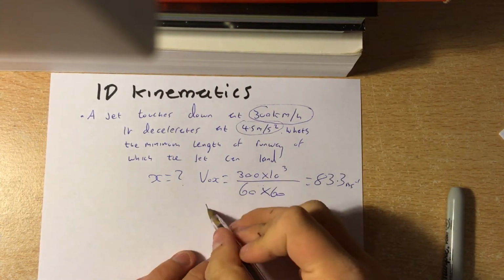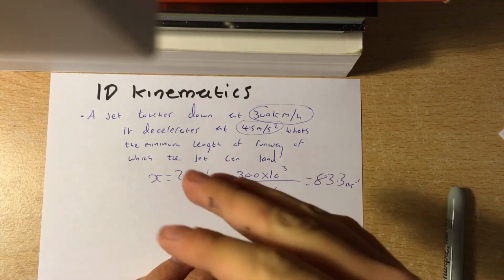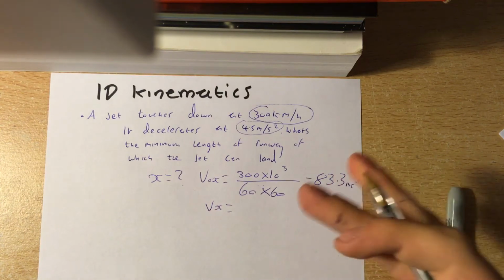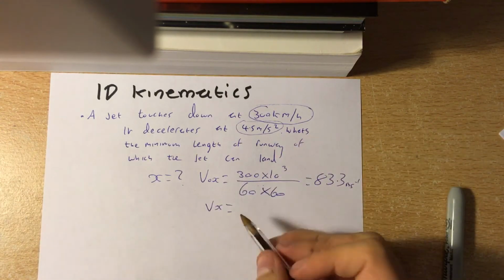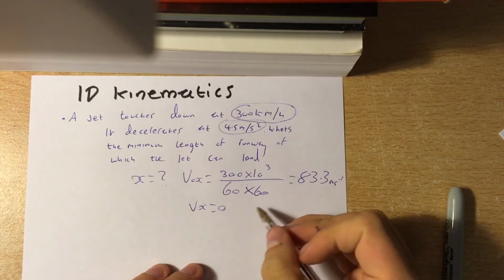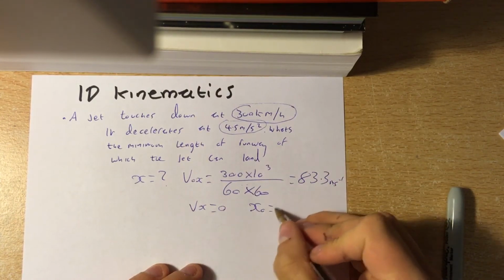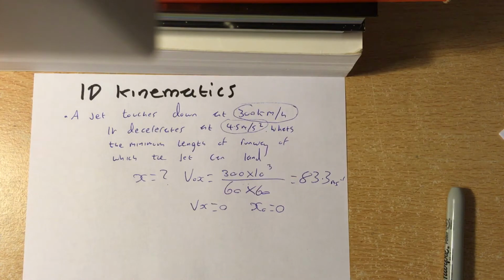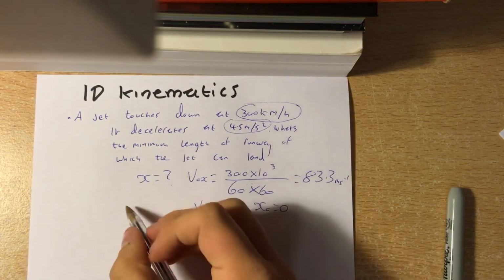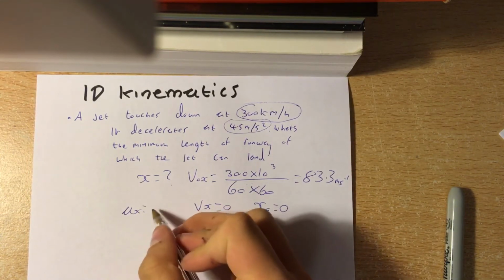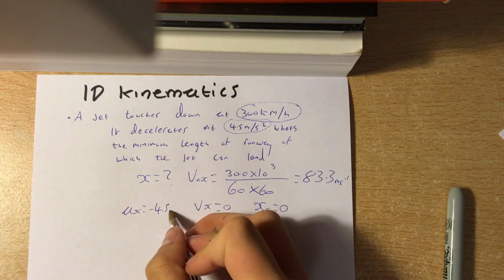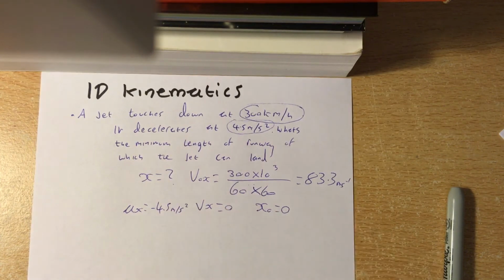We also have the final velocity, because of course we're looking for the point when the plane stops, so obviously the velocity will be 0. And then that means we also have the initial displacement, which is also 0. And it decelerates at 4.5 meters per second squared. Because it's decelerating, the value will be negative. And I think this is all that's needed.